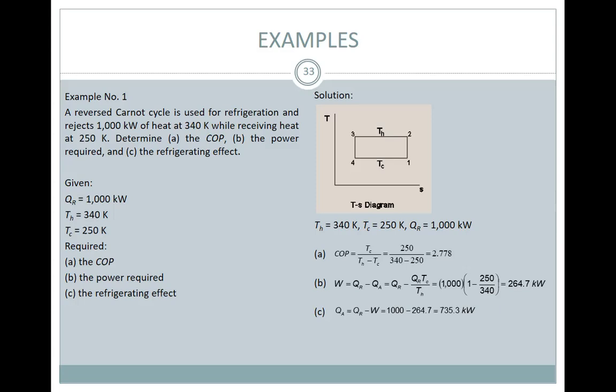Letter B. Work is QR minus QA is equal to QR minus QR TC over TH. Back to your thermodynamics. Diba, gamay na kayo nito. It's 1,000 times 1 minus 250 over 340 is 264.7 kilowatt. Then C, QA is equal to QR minus W is 1,000 minus 264.7 or 735.3 kilowatt.